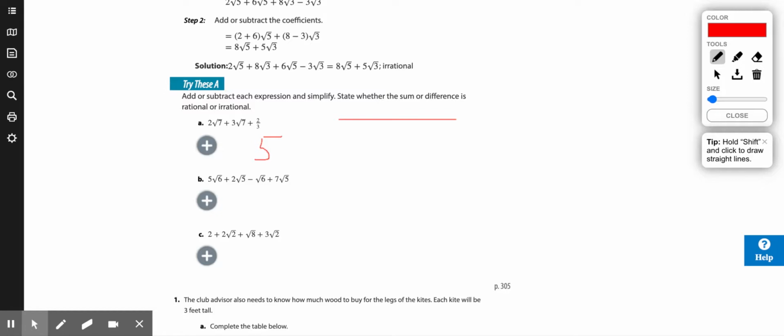So that's 5 square roots of 7. But we cannot combine unlike terms. And so the 2/3 is still sitting off to the side. So 5 square roots of 7 plus 2/3. That's not a 4. That was supposed to be a plus sign. It gets a little tricky doing this with a mouse on the laptop.